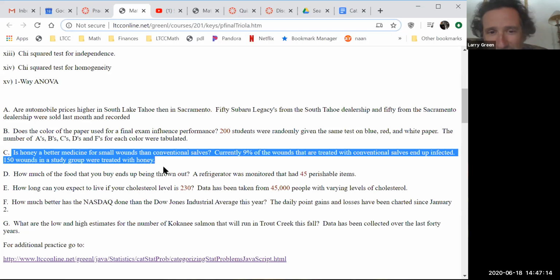Is honey a better medicine for small wounds than the conventional salves? Currently, 9% of the wounds that are treated with conventional salves end up infected. 150 wounds in the study group were treated with honey. Again, Michelle, what is the question that you're asking? Is honey a better medicine for small wounds than conventional salves?